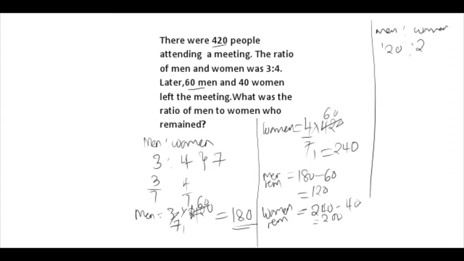So 120 to 200. From here we simplify further. We have 0 and 0 cancelling. 12 divided by 2 is 6, 20 divided by 2 is 10. Then 6 divided by 2 is 3, 10 divided by 2 is 5. So we have 3 to 5 as our ratio of men to women who remained in the meeting.